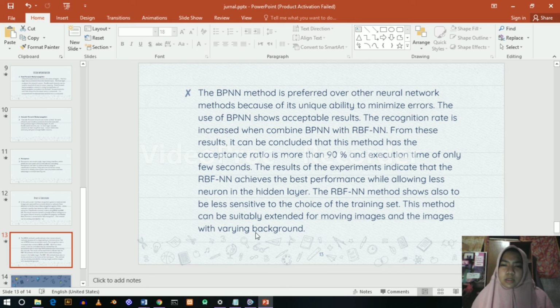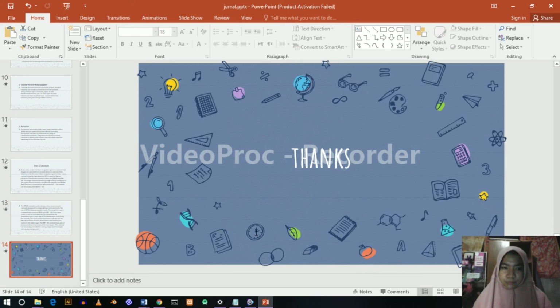The RBFNN method also shows to be less sensitive to the choice of the training set. This method can be suitably extended for moving images and images with cluttered background.